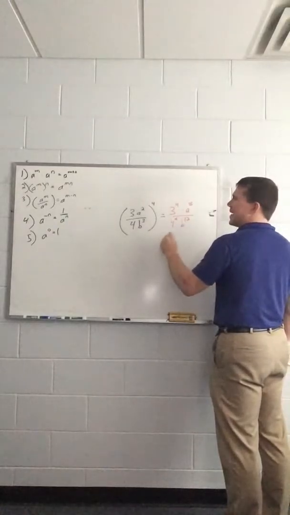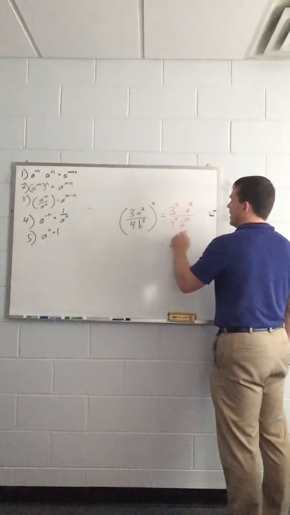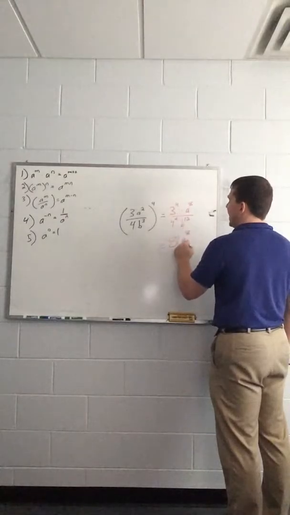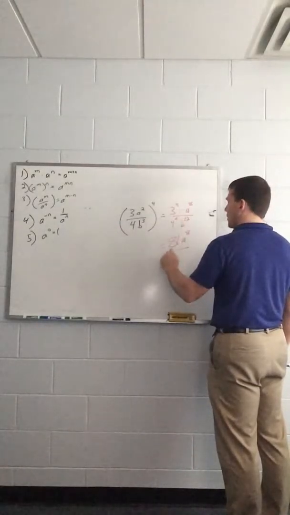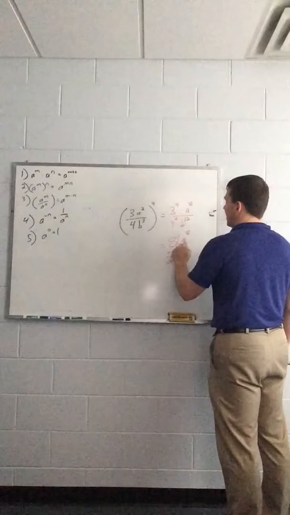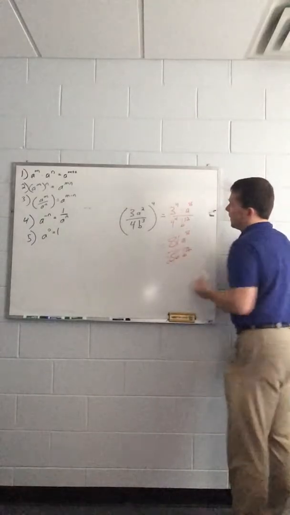And then if you want to simplify that, 3 to the 4th is 81, so it's 81a to the 8th, over 4 to the 4th is 256, b to the 12th.